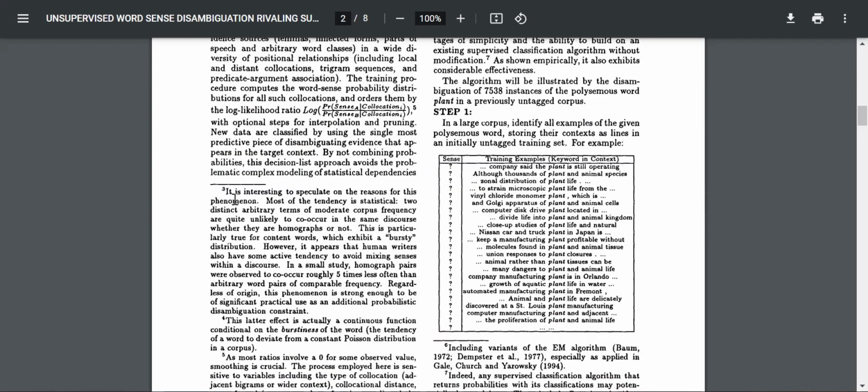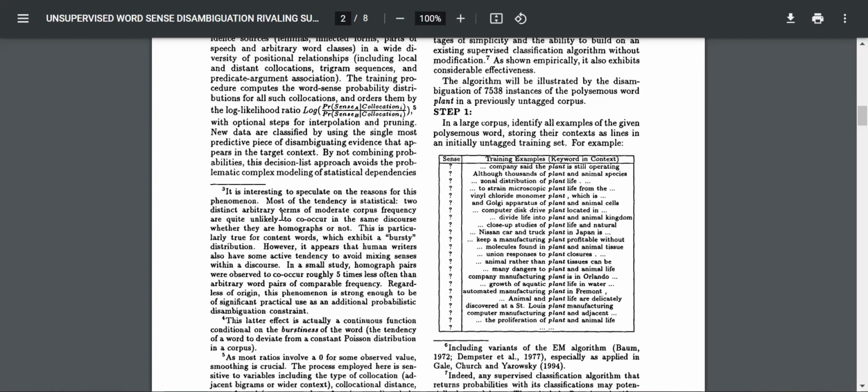So, what is sense tagging? Before that, let's just read this footnote. It is interesting to speculate on the reasons for this phenomenon. Most of the tendency is statistical. Two distinct arbitrary terms of moderate corpus frequency are quite unlikely to co-occur in the same discourse, whether they are homographs or not. So, this also makes sense. You are unlikely to be talking about the river bank and the money bank at the same time. This is particularly true for content words which exhibit a bursty distribution. However, it appears that human writers also have some active tendency to avoid mixing senses within a discourse.